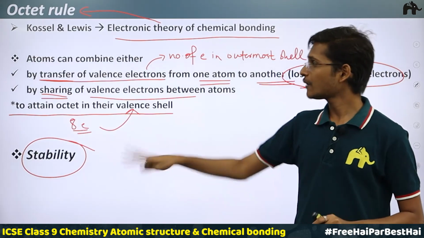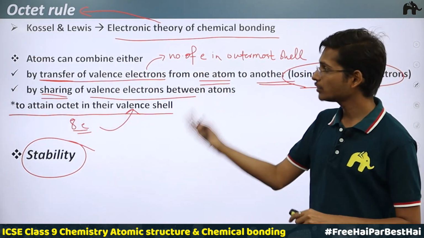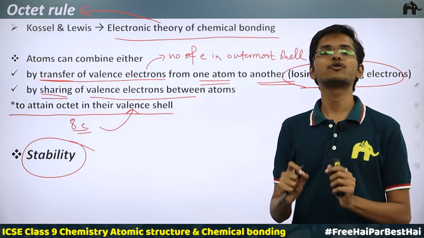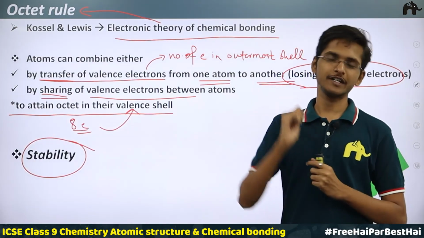Clear with this point? Now, how this transfer of valence electrons from one atom to another, or the sharing of valence electrons between atoms takes place, we are going to study in the next part of the topic, which is ionic bonding and covalent bonding.